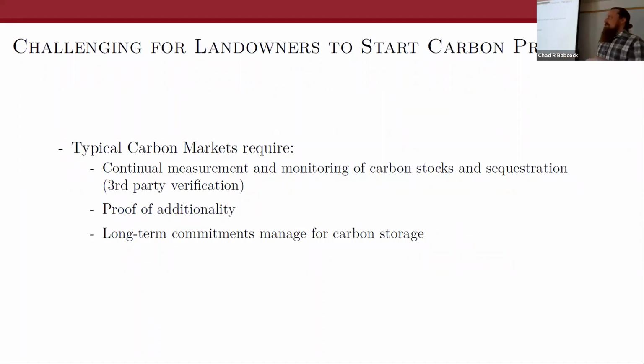The California Air Resources Board, I think, requires you to be in for 50 or 100 years; your property has to be in the program for that long. So you're locked into your management decisions for nearly 100 years if you want to enroll in these types of programs. These are all different hurdles and challenges that landowners face when they're trying to potentially enter these types of programs.